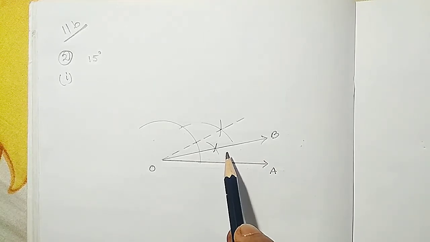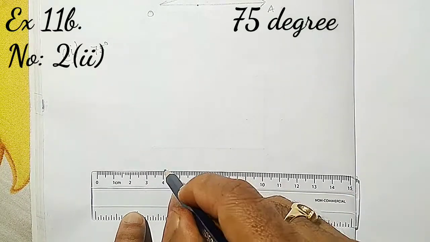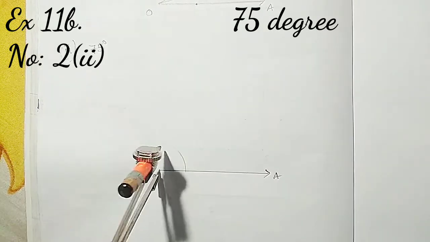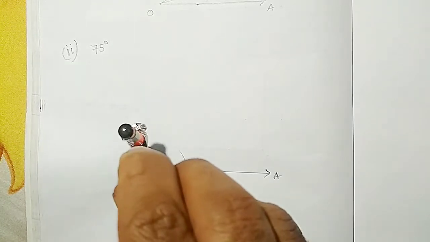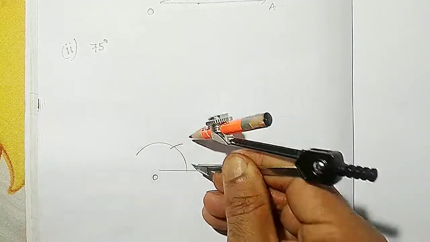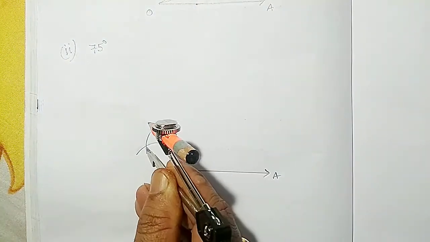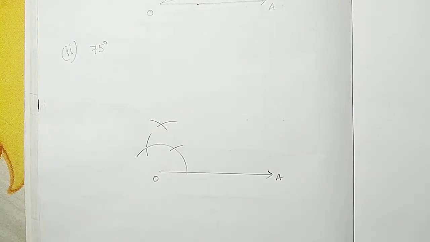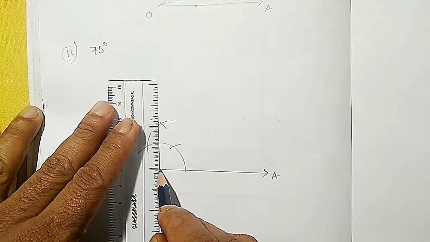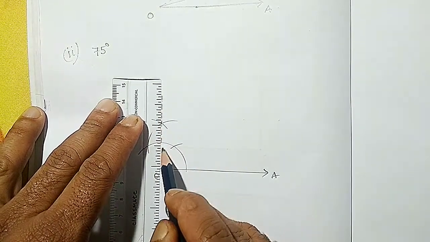Let me show you 75 degrees now. For 75 degrees, what I have to do, I have to first draw a ray, just like the previous sum. Suppose it is O, this is A. After drawing the ray, we have to draw an arc. Now from this point, I have to draw one arc, from this point a second arc, and here again we have to draw two arcs. Then if I join this point and this point, I am going to get 90 degrees. Already I have shown you before also how to draw 90 degrees.